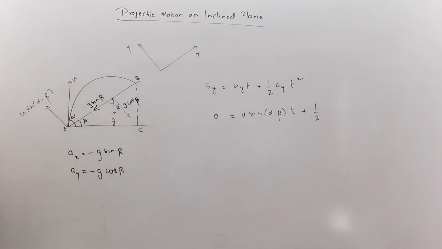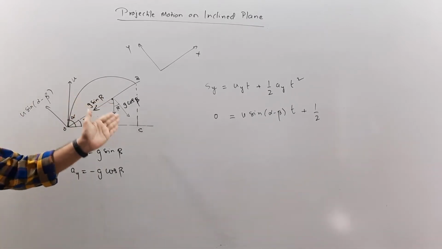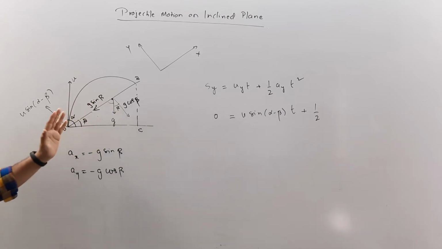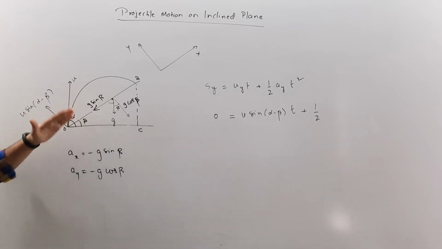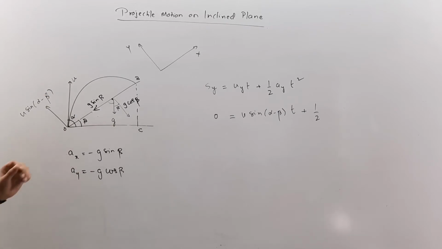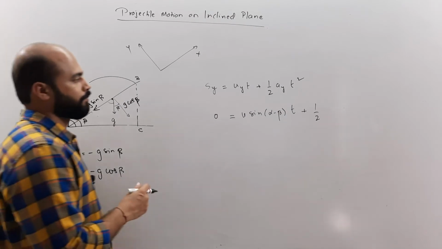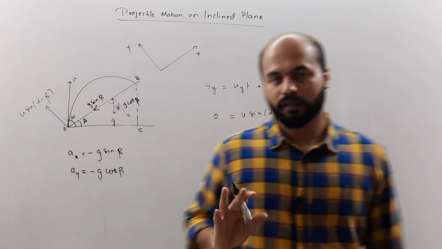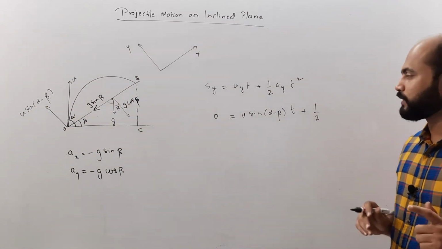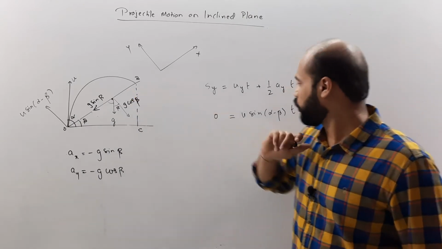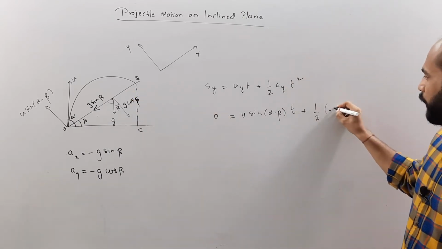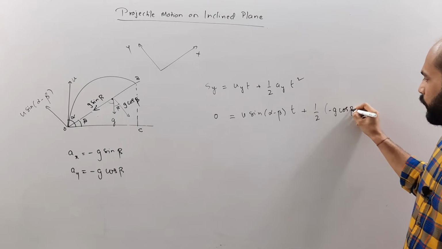Now what we are concerned with is something that is perpendicular to the plane, because now the ground has gone, the horizontal projectile has been raised to an angle. So we just want the perpendicular component at this point, because we are dealing with y. That is why we want something along the y axis, and that is nothing but minus g cos beta. So I'll substitute minus g cos beta over here.